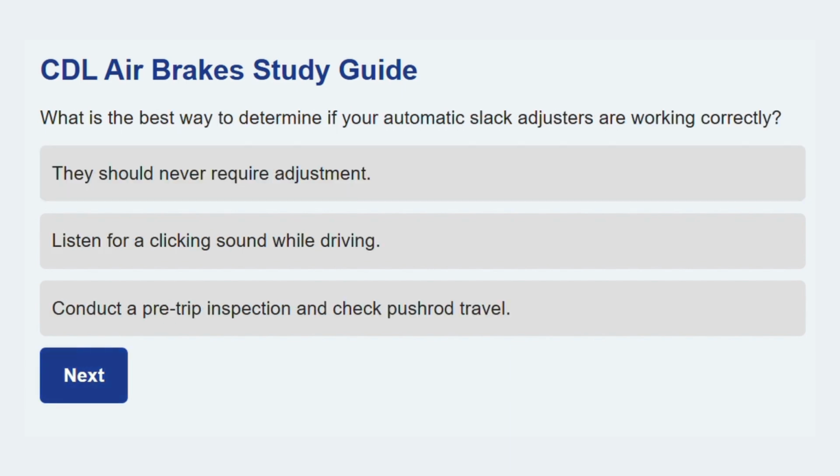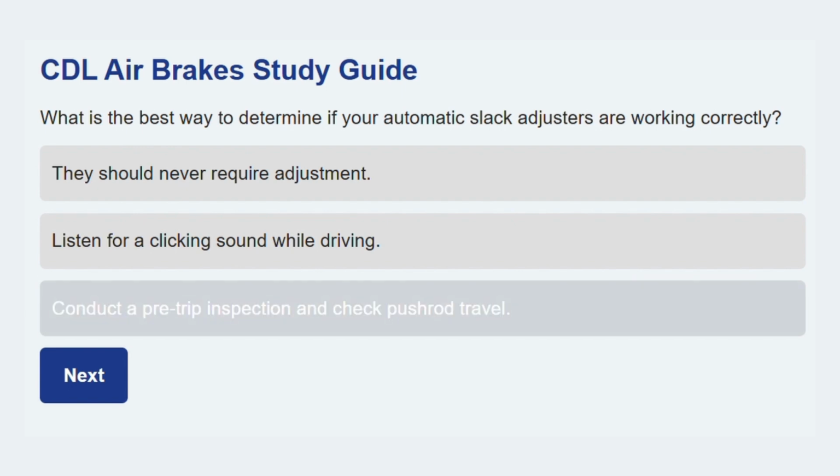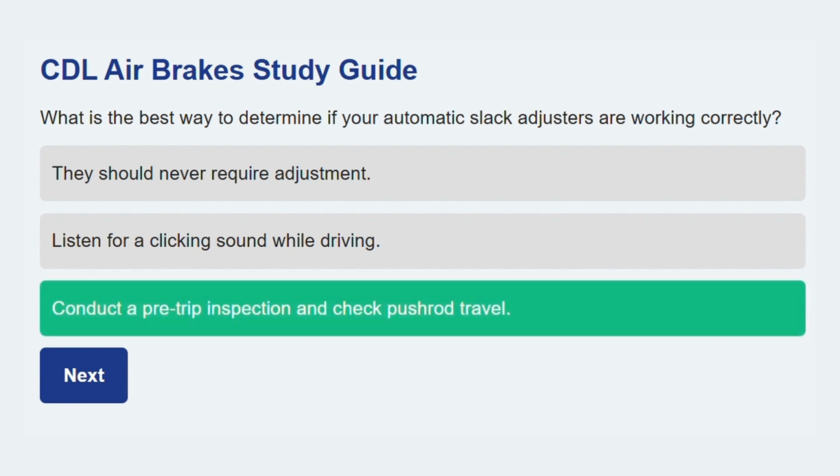So what's next? What is the best way to determine if your automatic slack adjusters are working correctly? Conduct a pre-trip inspection and check pushrod travel. While automatic, you still need to check pushrod travel to ensure they are keeping the brakes in proper adjustment.